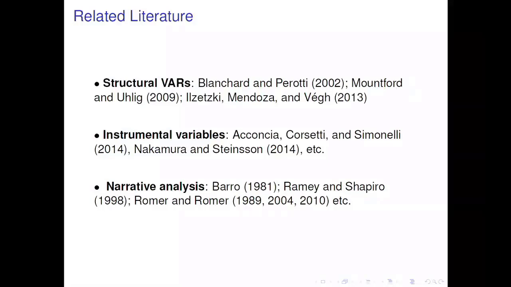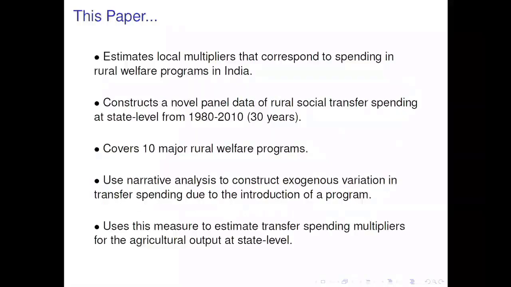So this is essentially the route that this paper will take. We will go through a narrative analysis approach to disentangle exogenous variations in transfer spending at the state level. Okay, so what does this paper do? Well, to begin with, we estimate local multipliers that correspond to spending in rural welfare programs.